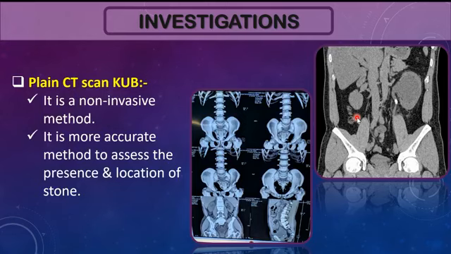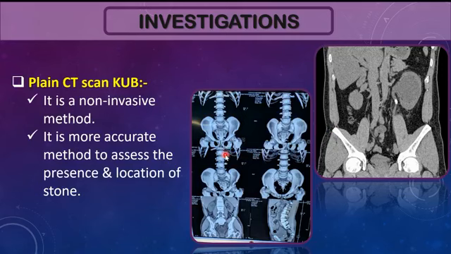Plain CT scan of the KUB region is a very important investigation. It is a non-invasive method. It is a more accurate method to assess the presence and location of the stones. Look at the picture above. There is a stone in the upper ureter on the left side, which is causing the kidney to become hydronephrotic.